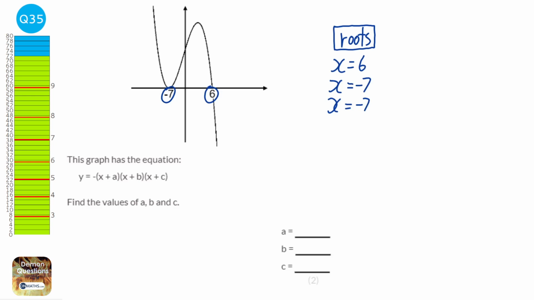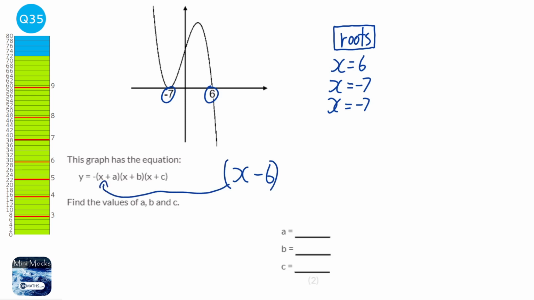Sort of one root, but it counts twice because it's going down on one root and then up on the other root. So with these, what we need to do is make sure that at x equals 6 and x equals minus 7, this whole equation equals 0. So if we imagine a, what does a have to be to make this whole thing equal 0, when we look at the fact that a root is at 6? Well, if we put a at minus 6, we get x minus 6 in that bracket there.